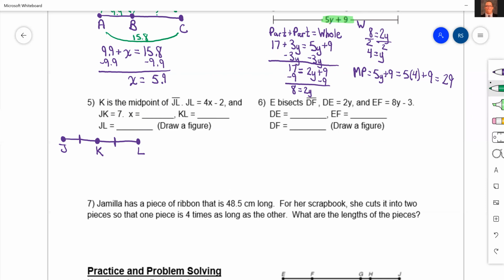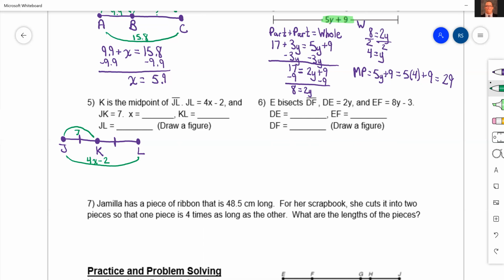Now let's see what it tells me. It says from J all the way to L is 4x minus 2. JK is 7. And then it asks us for a bunch of things. It asks for X, KL, and JL.